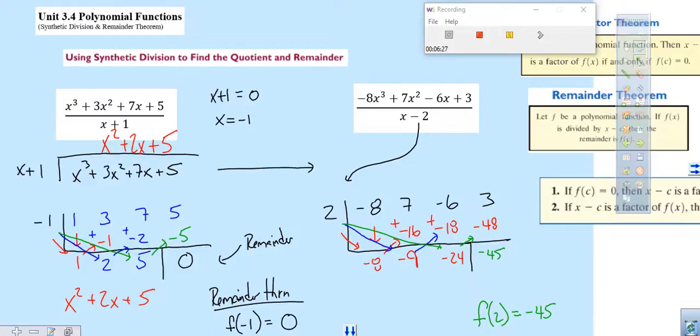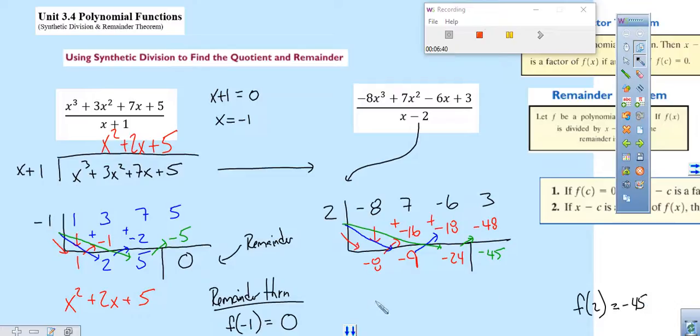And it means something more than that. It means that I can actually find the quotient for this. Let me move the remainder theorem out a little bit further over. So for the remainder theorem, if I did f of 2, I would get negative 45. But for my quotient, I still divided it out. I got negative 8x squared minus 9x minus 24. But then I have a remainder right there.